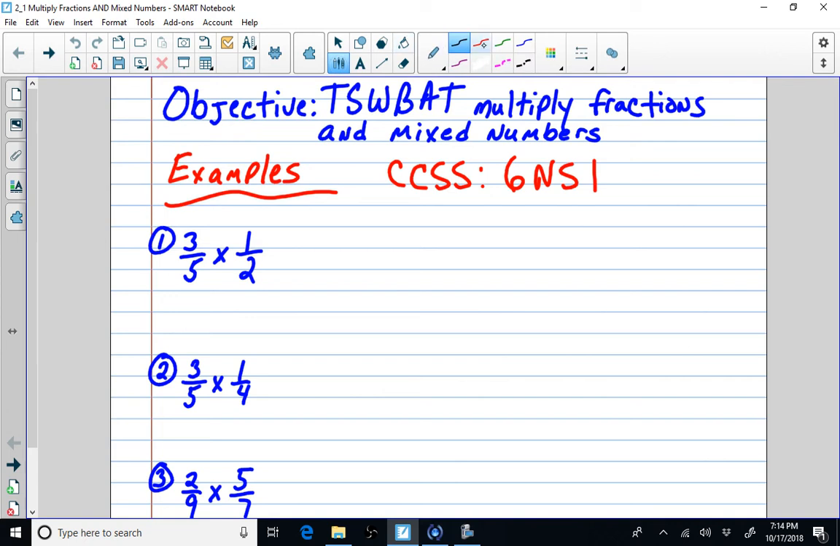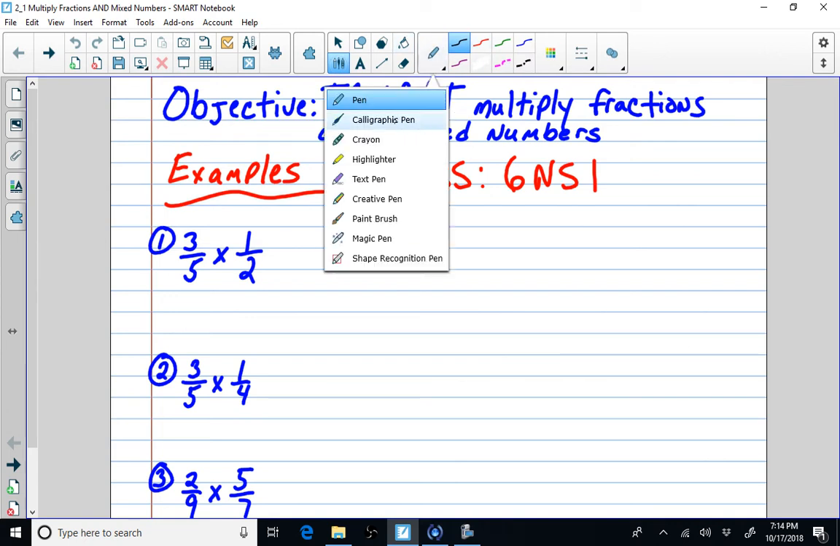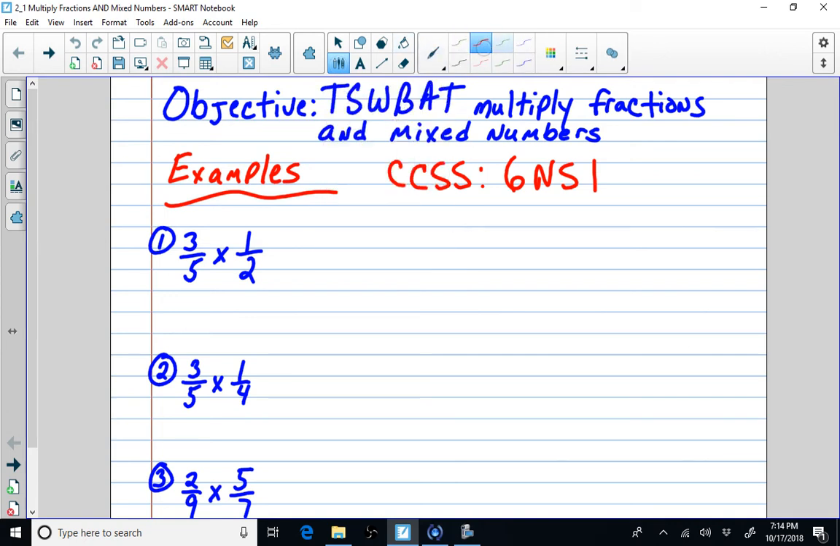Now, in this first example, nothing is going to be able to divide out, so we're going to hold on to that idea of dividing out till we get an example where it works. So if I multiply fractions, I want to multiply the numerator times the numerator. 3 times 1 is 3. Denominator times denominator, 5 times 2 is 10.